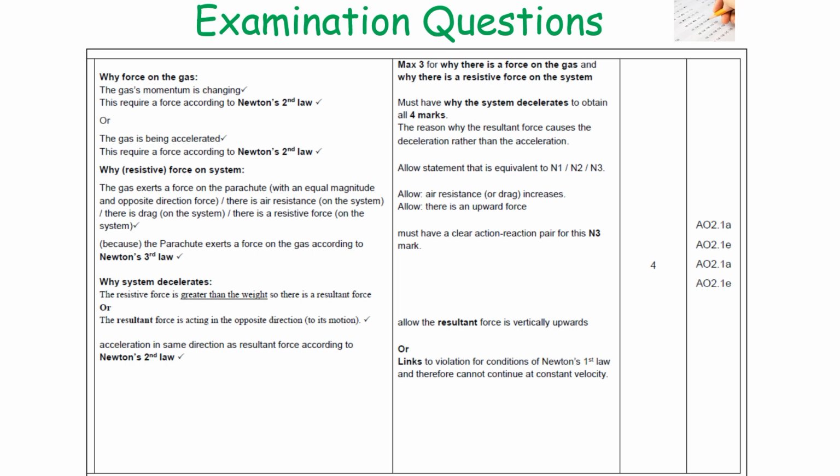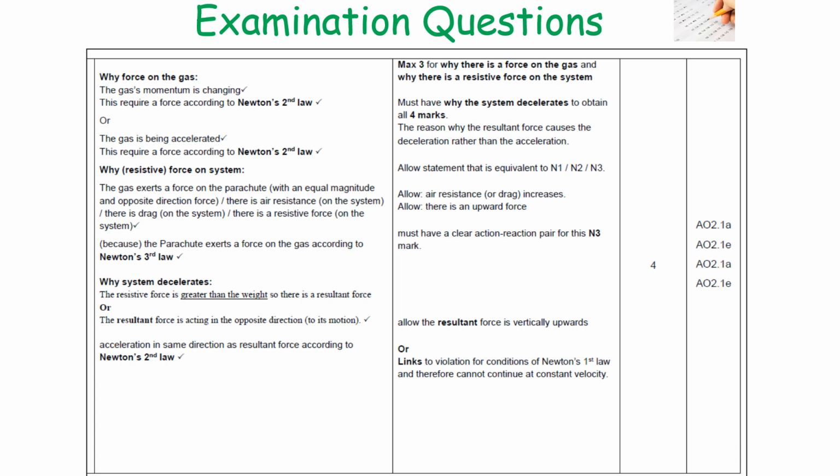Now, the gas exerts a force on the parachute. So we've now got two objects here: we've got the gas, and we've got the parachute. Via Newton's third law, the parachute will exert a force on the gas, because the gas is exerting a force on the parachute of equal size, of the same type, but in the opposite direction.